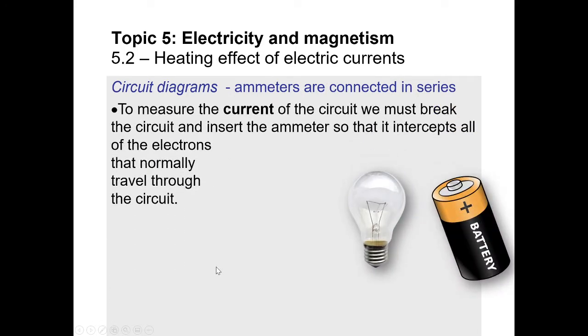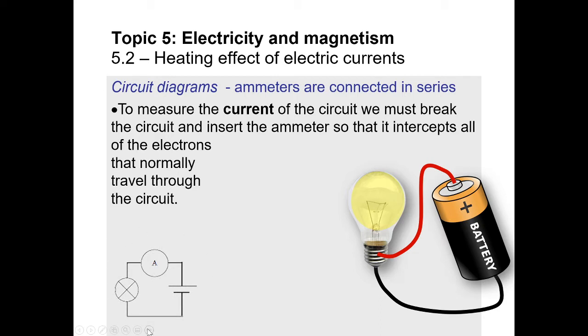All right, to measure the current of the circuit, we have to break it. Now, with the voltmeter, we connected the voltmeter across, so in parallel to the device whose voltage we are measuring. But for an ammeter, because it's measuring current, whatever current is going through a certain device, like a resistor, we want all that current to go through the ammeter as well. So as it says here, we want it to intercept all of the electrons that normally travel through the circuit. And so this is what the circuit diagram would look like. Notice that it is in series with whatever you want to measure the current of, which in this case would be the lamp and or the cell, which is the same.